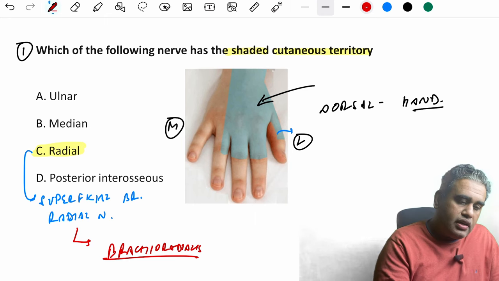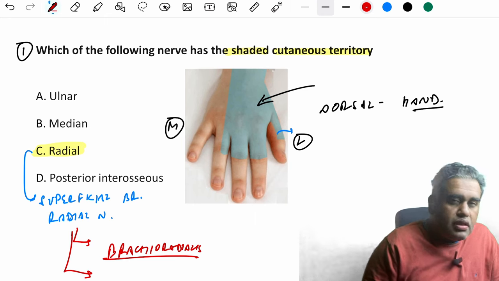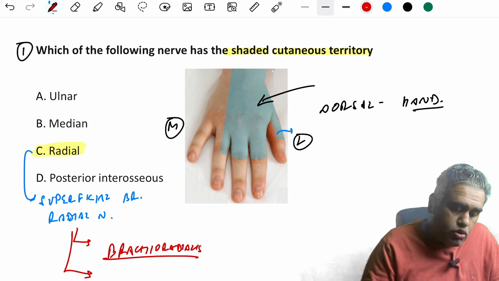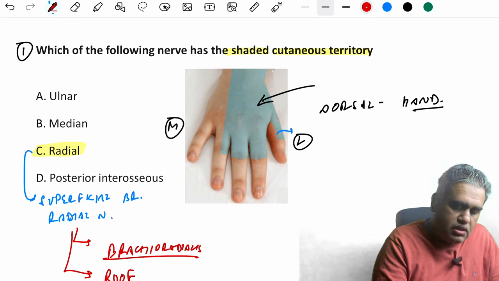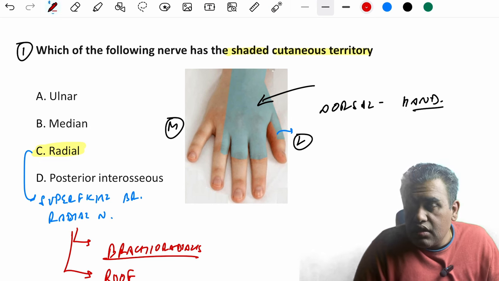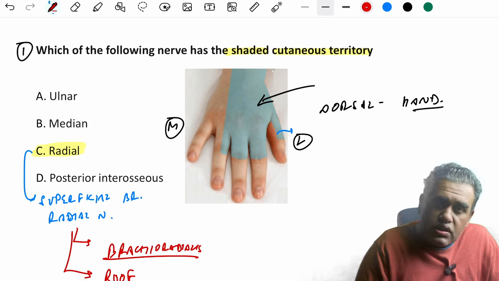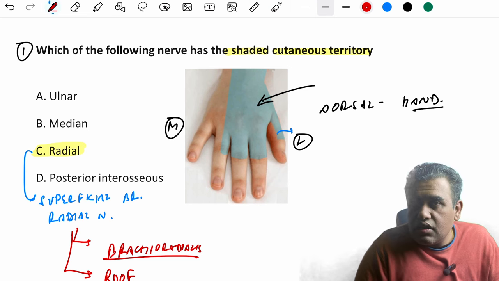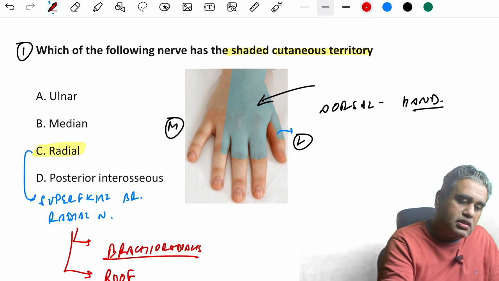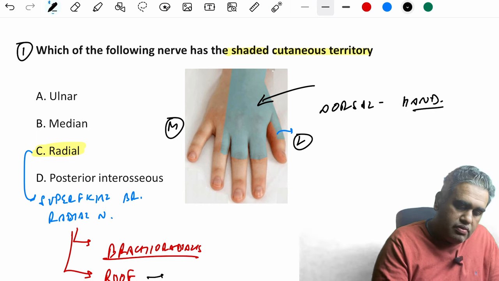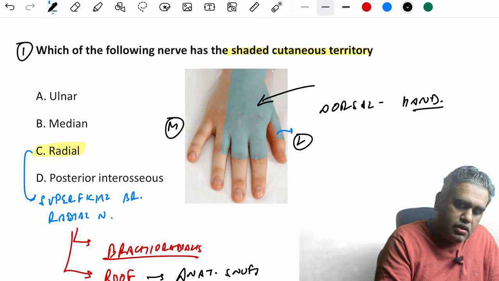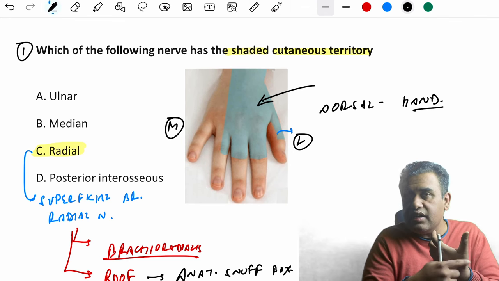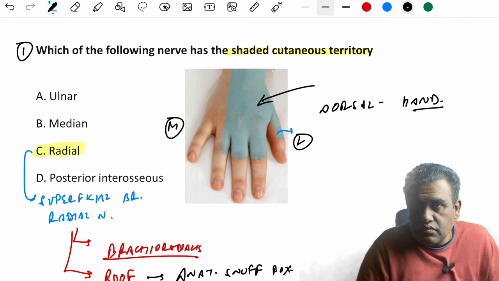The other question that can come from this nerve is that this nerve is forming the roof of a very important structure. This nerve forms the roof of an important anatomical structure. What is that anatomical structure? And if you have guessed it, very good. That anatomical structure is the anatomical snuff box, which lies between the tendons which are going to the thumb.